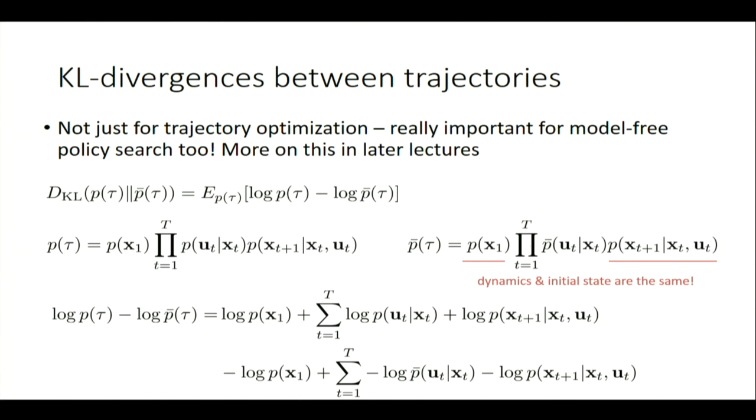And now, of course, as you can see here, this term and this term are just going to cancel because they're the same, and one is the negative of the other. The dynamics are going to cancel because here you're adding it and here you're subtracting it. So the only thing that we're left with when we take log p tau minus log p bar tau is the difference of the actual controllers at every time step. And that's what's going to allow us to produce a useful way to impose this constraint.